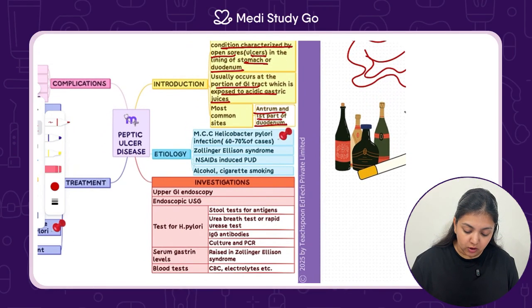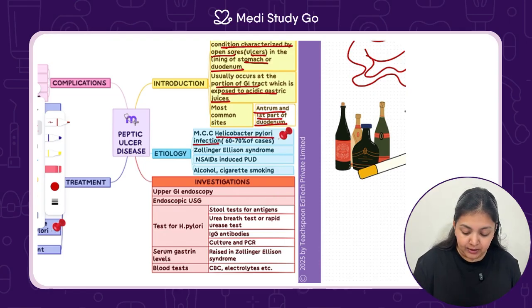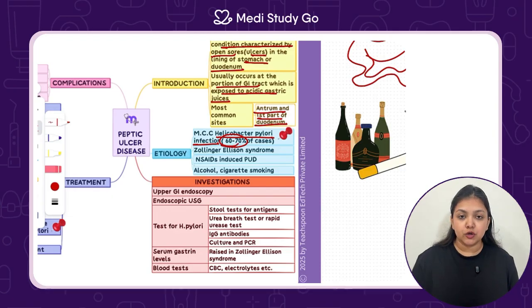So moving to the etiology of peptic ulcer disease, the first and the most common etiology is H. pylori infection, which is Helicobacter pylori. It is seen in 60 to 70% of cases because this microorganism is responsible for getting attached to the gut mucosa, and somehow it has a pathophysiology which increases the gastric acid secretion in the stomach, and that leads to ulcer formation. We'll be discussing the pathophysiology in detail in the next section.